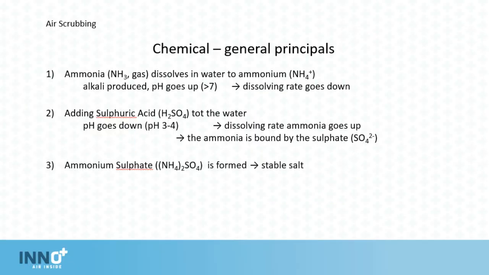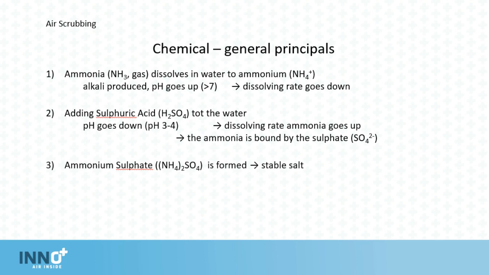So what we have is basically two processes for air scrubbing. One is chemical and one is biological. The first step for both is the same. The ammonia, which is a gas, dissolves into water, into ammonium, which is a positively charged ion or molecule. And in this process, alkali is produced, and that means the pH goes up. So it goes higher than 7.